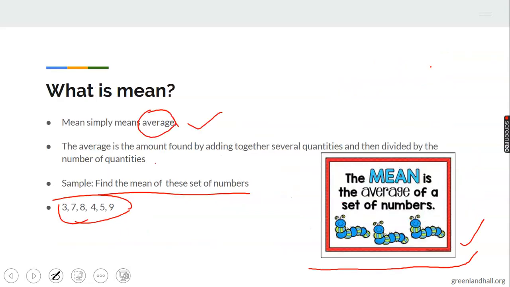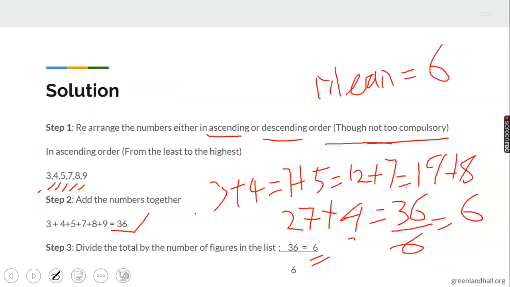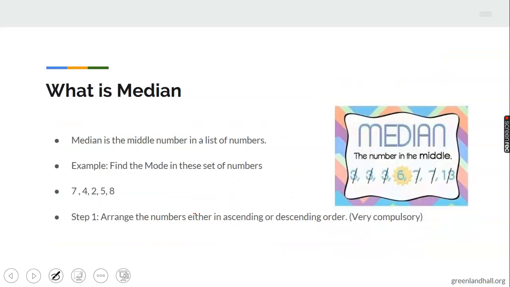Find the mean of the set of numbers. The answer is 6. Good. Now, I'm sure you understand to this stage what mean is. Now we're going to the next one, which is median. Median is very simple as well. Median is the middle number in a list of numbers.